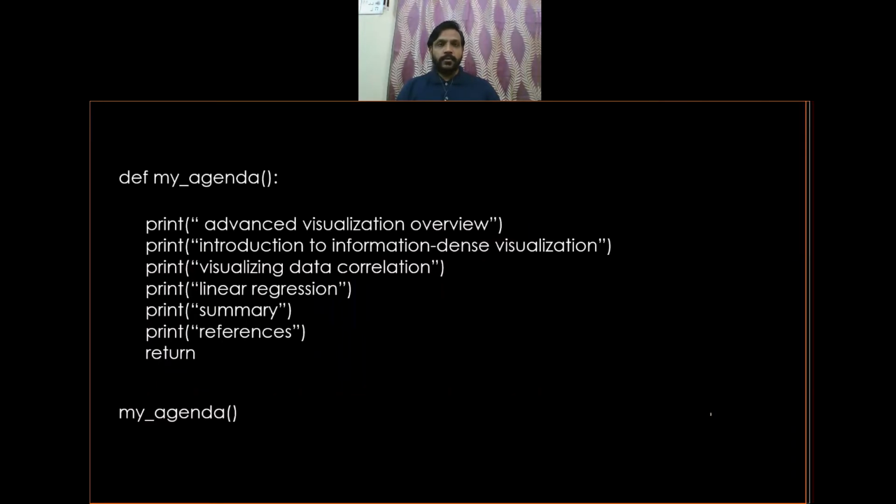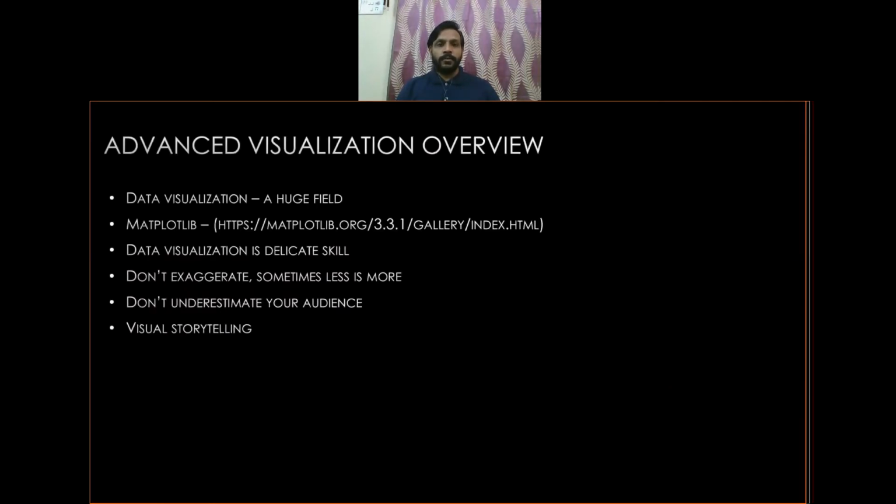So here is the agenda for today's talk. We'll start with an advanced visualization overview. Data visualization is a huge field. You can see that just by looking at the various matplotlib examples on their website. Some of the key things to take away from this field, without becoming an expert in data visualization, are that it's a delicate skill. You have to be careful not to exaggerate, even though you have so many tools at your disposal. Sometimes using less is more.